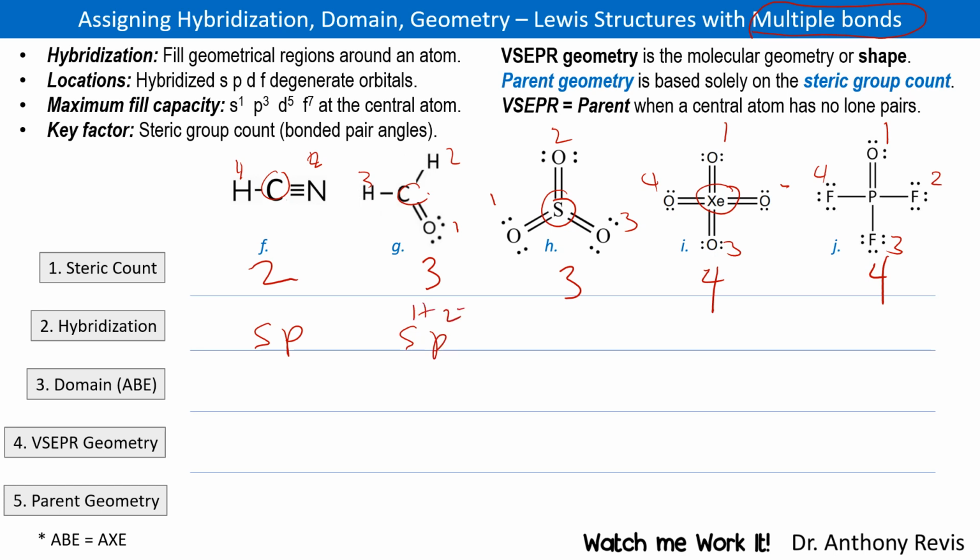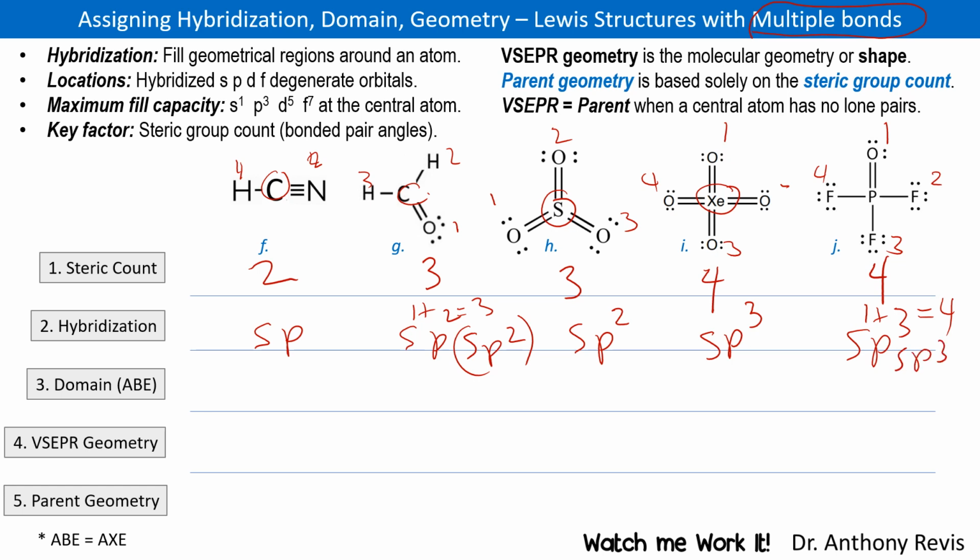Just to show you this one more time, and then I'm just going to keep going. That gives me SP2. So here we have 3 of these. This is going to be SP2 because I count 1, 2, 3 items. Here, this is SP3 because I count 4, and this is SP3 as well to account for 4. This is 1 plus 3 equals 4, SP3 hybridized.